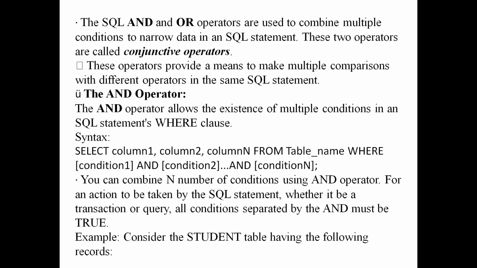We can combine n number of conditions using the AND operator for an action to be taken by SQL statements. You can put n number of conditions, whether it is a transaction or a query, and all conditions separated by AND must be true. If you use the AND operator, all the conditions must be true, and only then is it going to display the required information. For example, consider the student table having the following records.